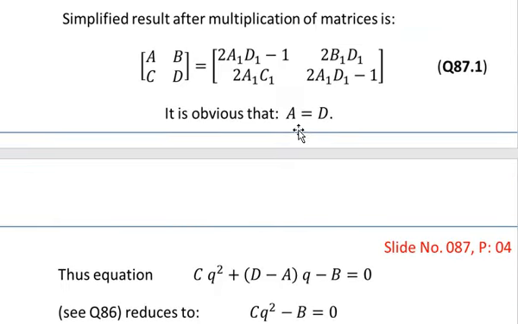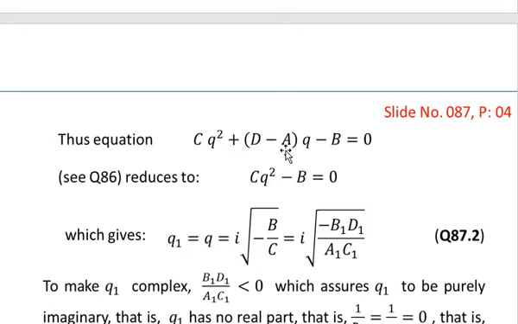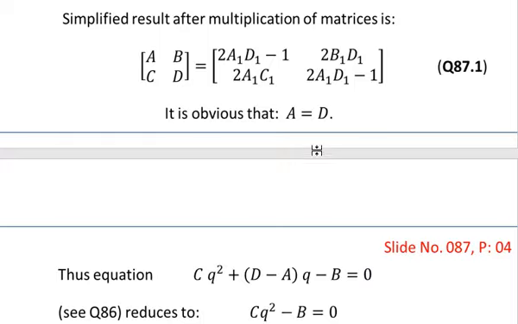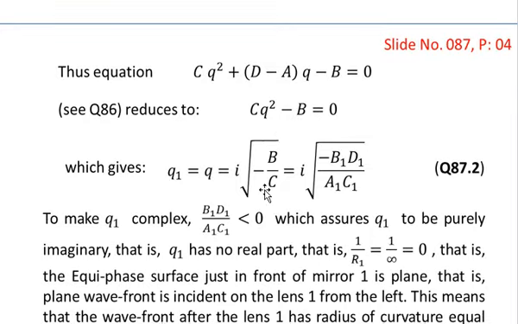But you know that we have just found that A is equal to D. So setting A equal to D over here, D minus A will become equal to 0, and then we are left with C into Q square minus B is equal to 0. You can find this equation in slide number 86. Solving this for the value of Q and assigning it to Q1, we can set Q1 is equal to Q is equal to iota times square root of minus B over C.